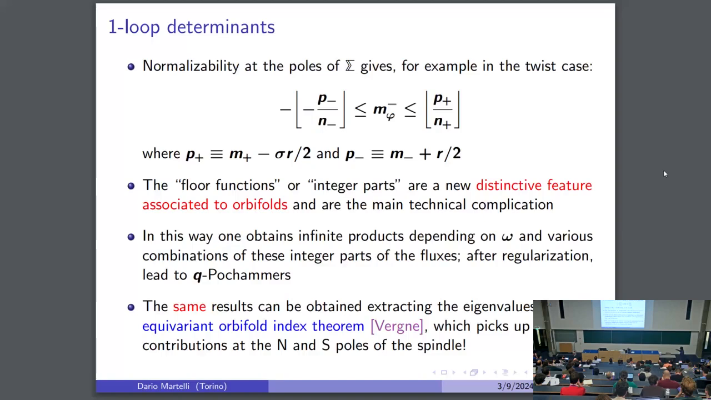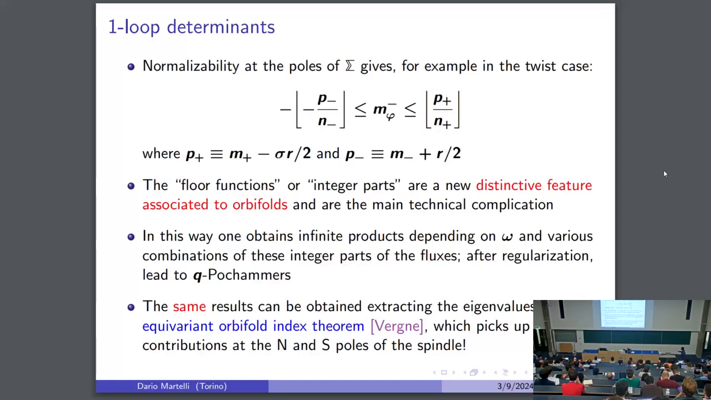And this is actually one point to pause a little bit, because these integer parts or floor functions are the new distinctive features associated with orbifolds, which also appeared in other mathematical literature where people studied enumerative invariants on orbifolds and so on. And they are the main technical complication, also in the context of the large N limit, which I will mention later maybe. Okay, so one can go on and then produce the final matrix model in terms of Pochhammer symbols and get an explicit matrix model.